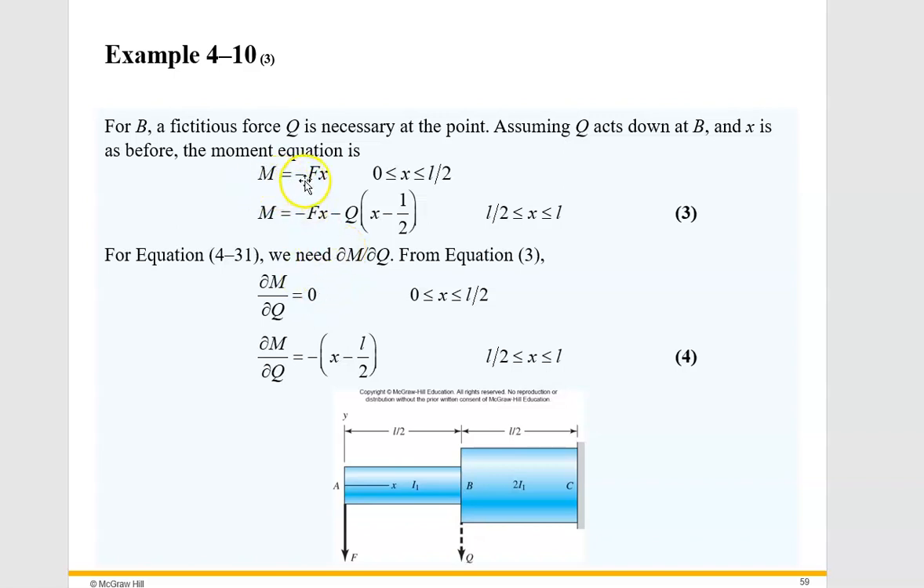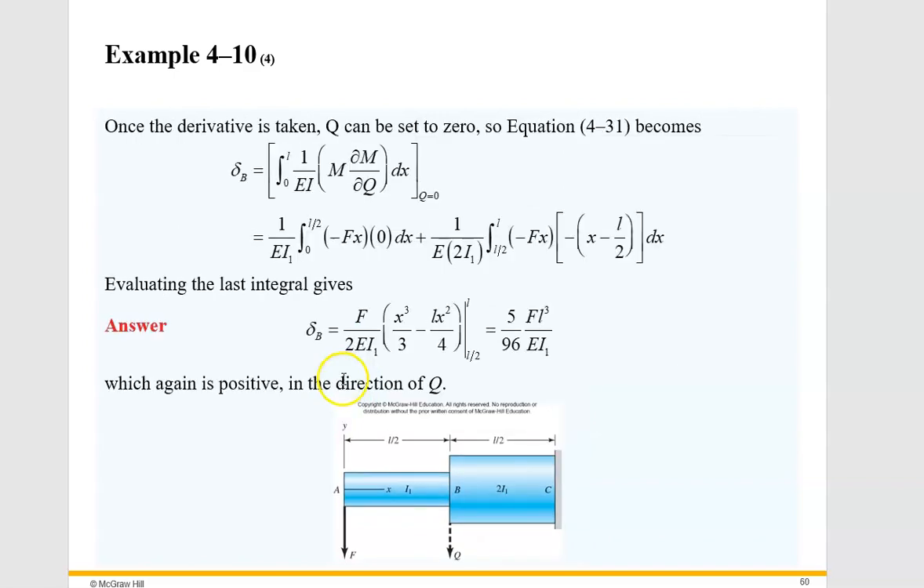So if we redefine our bending moment, from A to B, it doesn't change. It's negative Fx. From B to C, it's negative Fx minus Q times the quantity x minus L over 2, right? So we're only dealing with this portion here. And so for the A to B portion, we're going to take the derivative of the bending moment with respect to Q in both of these segments, and it goes to 0. And here it goes to negative, x minus L over 2. And so let's look at what this looks like plugged in.